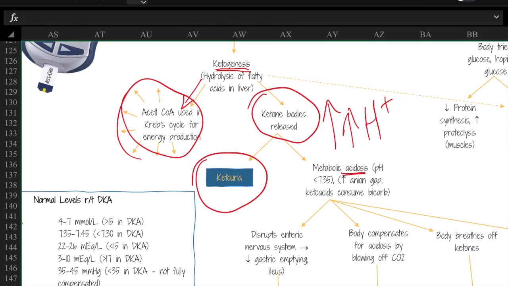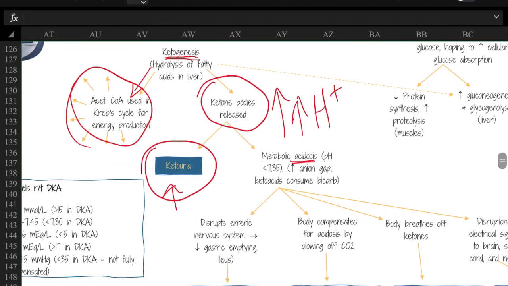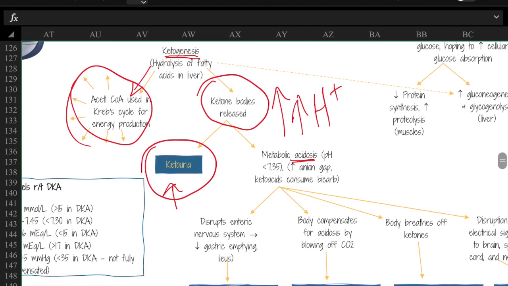If you look at this kind of drawing, you'll see that all the signs and symptoms are in these blue boxes here, and then the rest of these black and white areas are just telling you how we get there. So again, hallmark symptom, hallmark sign of DKA: ketones in the urine, right? If you have all those ketones in your blood, they're going to be coming out in the urine.